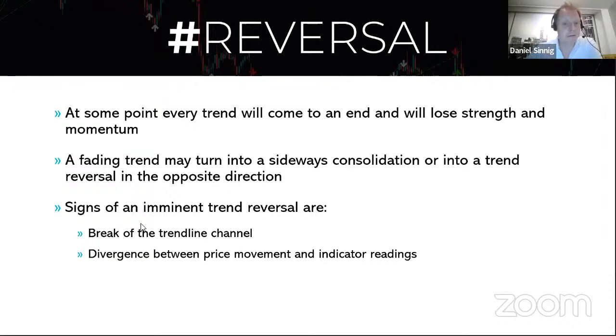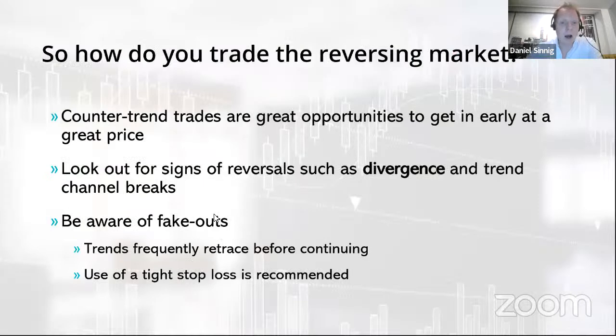For example, the break of a trend line or channel, or divergence between price movement and indicator readings. Now, in fact, one of our indicators is called the divergence cloud, which does exactly that. It looks out for signs of divergence and colors the chart accordingly, whether we have a bearish or a bullish divergence. And if divergences accumulate and there's evidence that a trend reversal might be imminent, it gives you an entry signal to the opposite side of the trend.